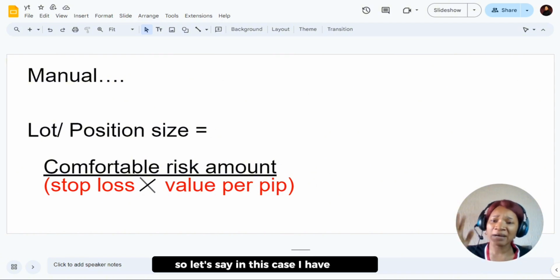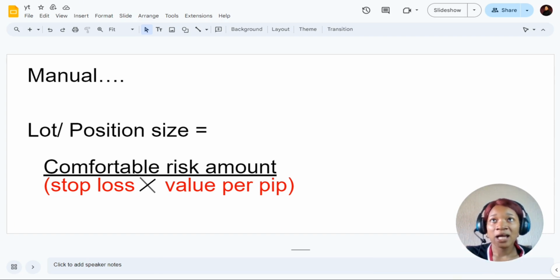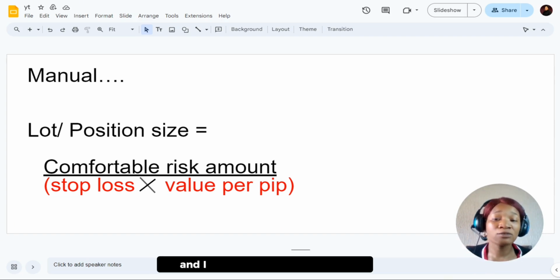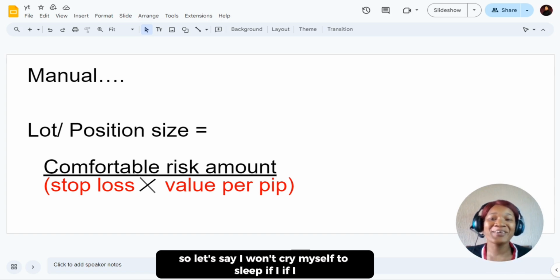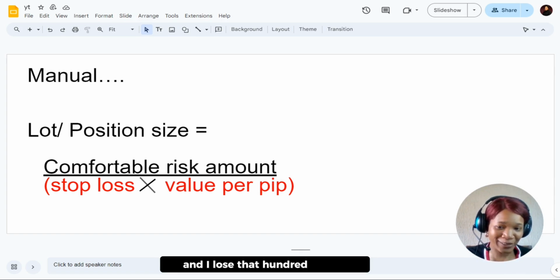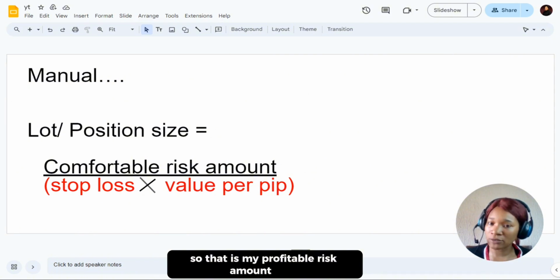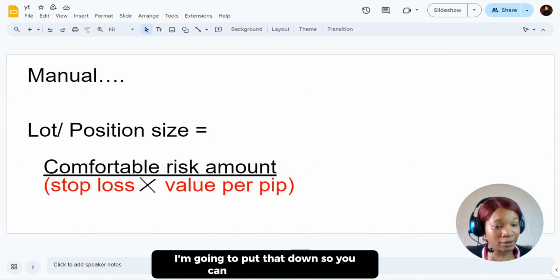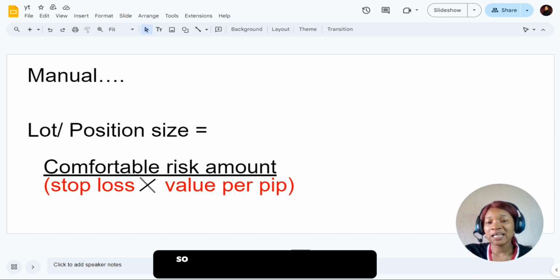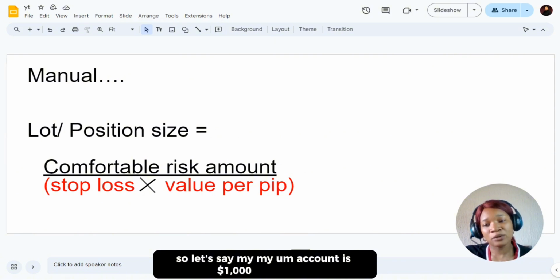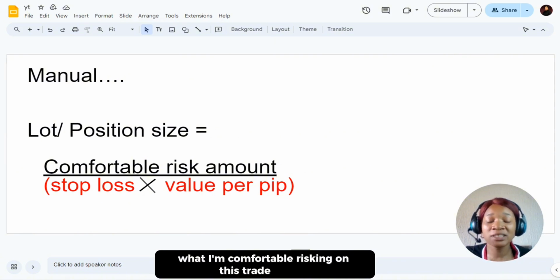So let's say in this case I have a $1,000 account, and if I risk $100 and I lose that $100, I won't cry myself to sleep. So that is my comfortable risk amount, right? I'm going to put that down. You can calculate with me if you have a calculator close by. So let's say my account is $1,000, but what I'm comfortable risking on this trade is $100.